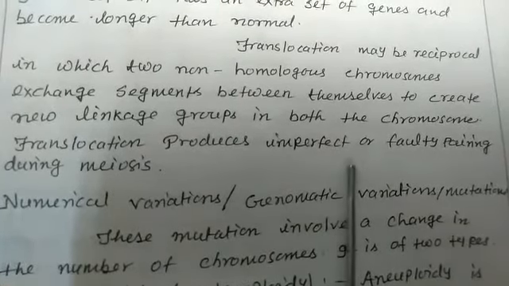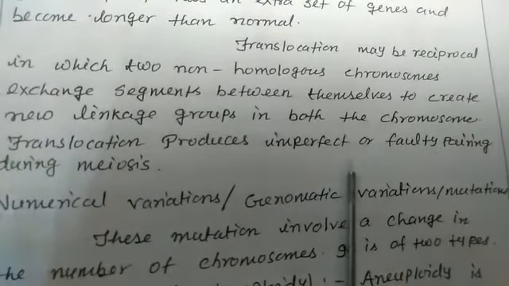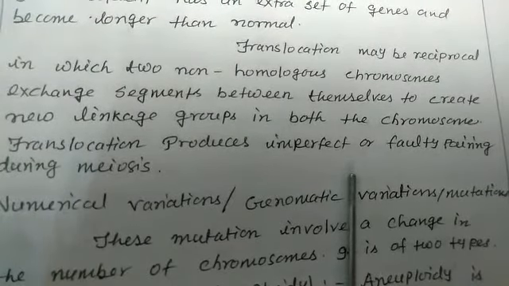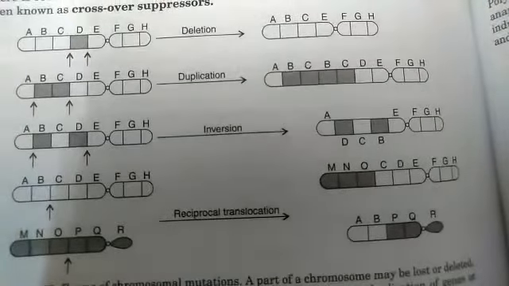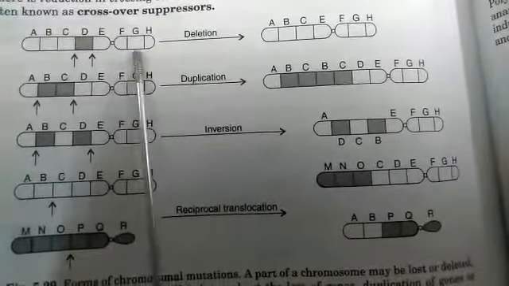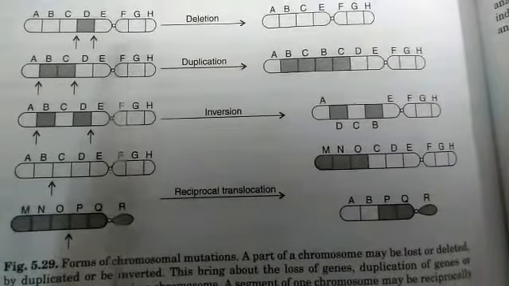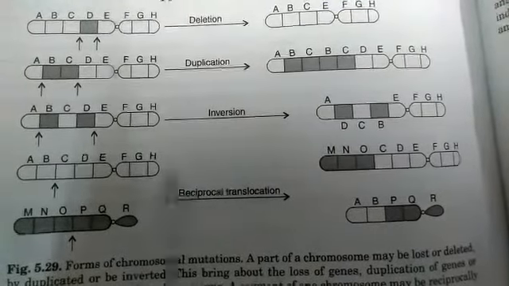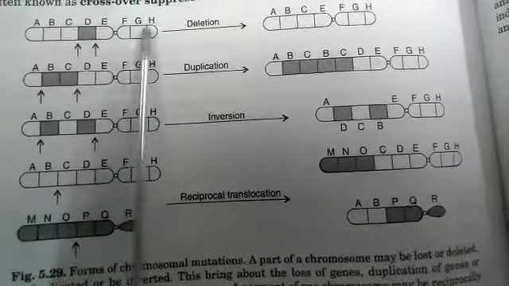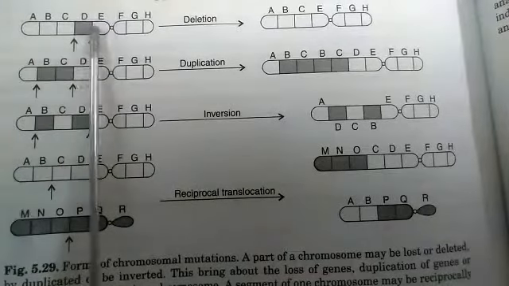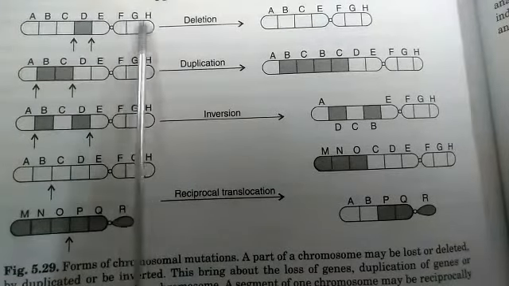You can understand it easily with a diagram. Let us see the diagram. Just see, in case of deletion, what happens? This is the sequence of nucleotides or nitrogenous bases: A, B, C, D, E, F, G, H.